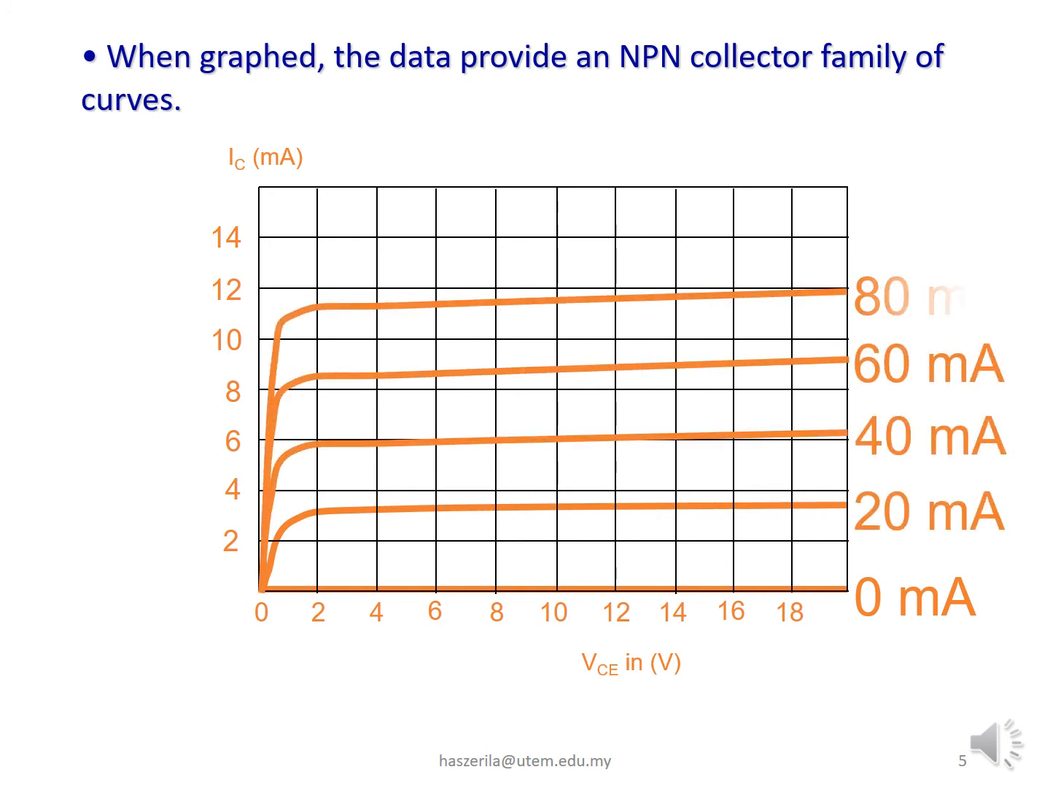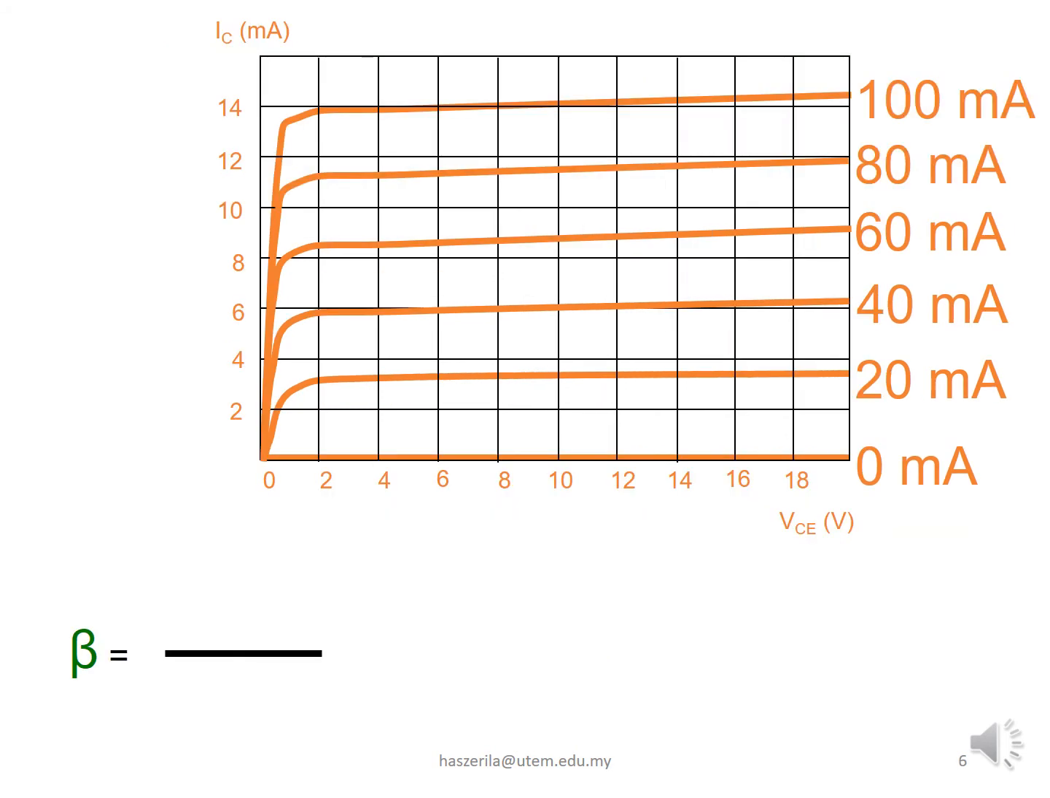This graph shows the various values of IB, the base current. From the family of curves, we can determine the value of beta. Beta is known as the current gain, which is equal to IC divided by IB. For example, at this point, we take the value of IC as 6 milliamperes and IB as 40 microamperes. So we divide both values, and we get beta equal to 150.